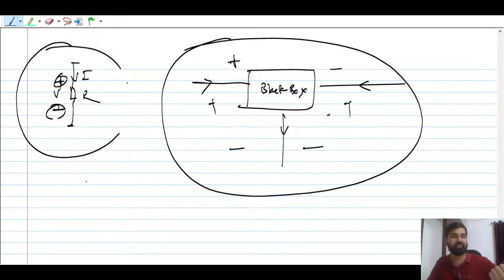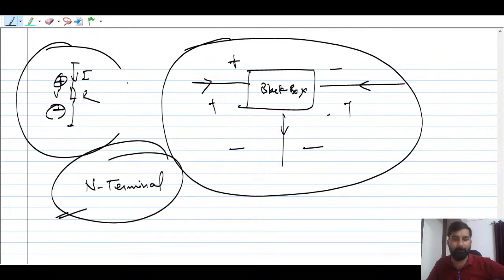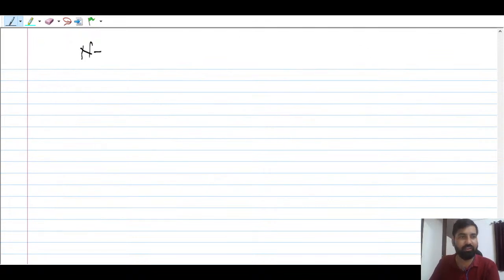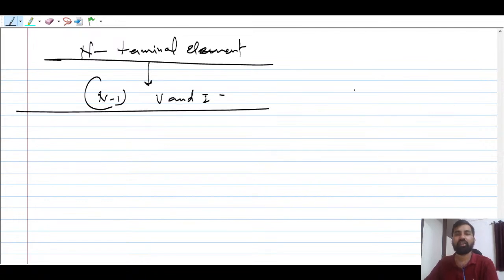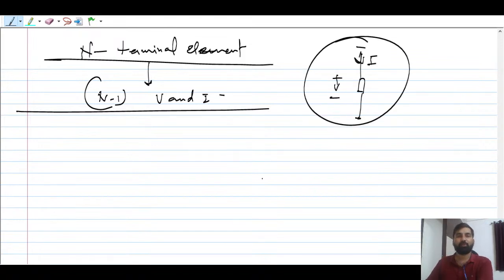Any circuit can have n terminals. This is very important. For an n terminal element, there will be n minus 1 independent voltages and currents. So suppose any element is an n terminal element, how many currents and voltages can there be? n minus 1 V and I. If you look at this element, how many currents and voltages can it have? Only one current and only one voltage. Please remember these points.